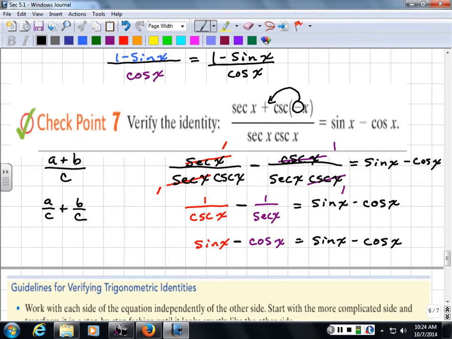This right here is always best split into two separate fractions. The sum or the difference of two fractions. Okay? Any questions? We good?